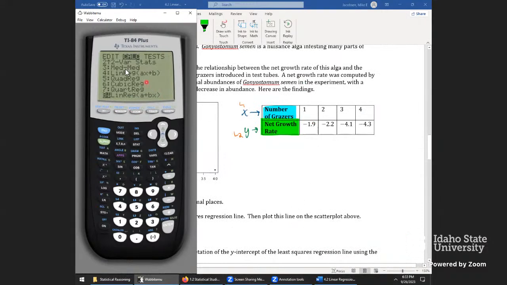Okay, so we imported the data. We went to calculate all the way down to option number 8 and hit enter right here. In fact, hit it a bunch of times. And this is the output that we're going to get. Gives us a lot of stuff.